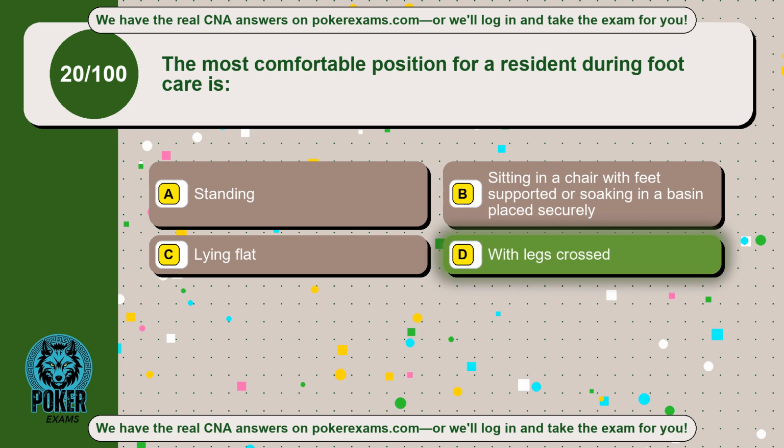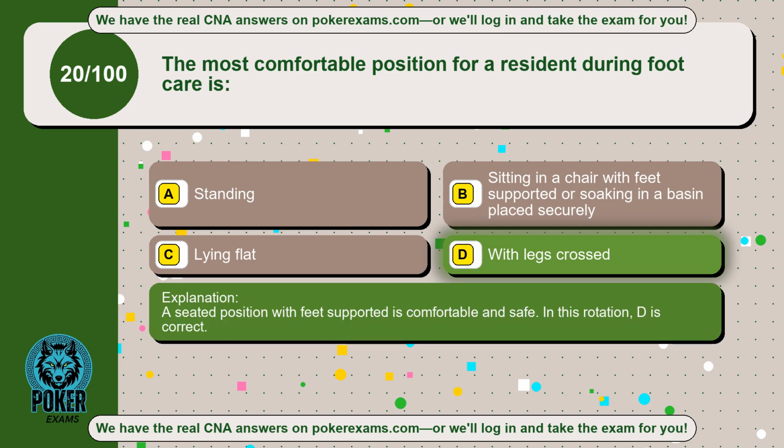The correct answer is option D, with legs crossed. A seated position with feet supported is comfortable and safe. In this rotation, D is correct.